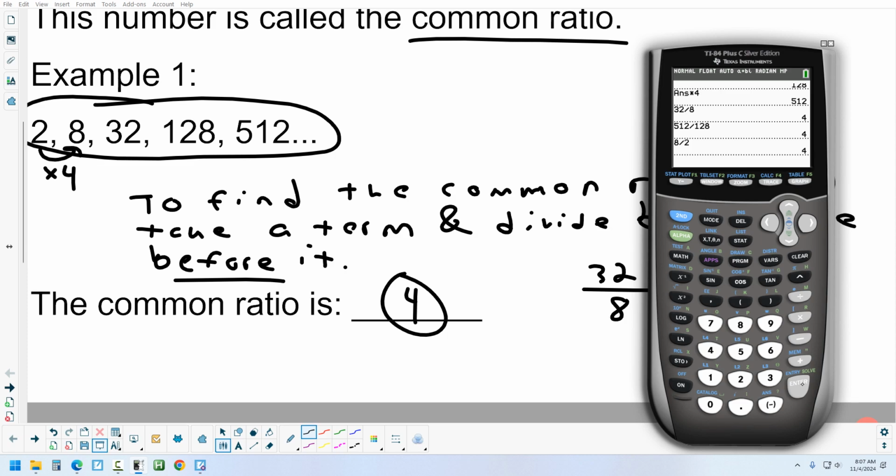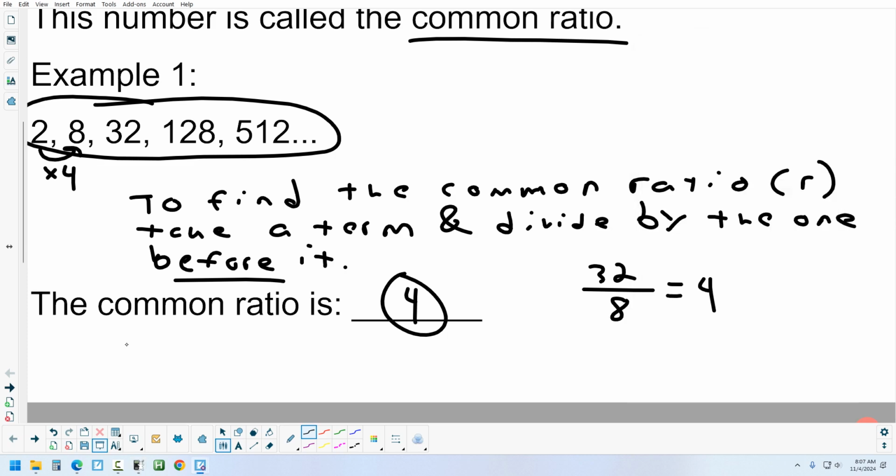If you ever got a different answer, then that means your sequence isn't geometric. Okay, like last week, this wouldn't have worked because the pattern wasn't multiplying, it was adding. Okay? As long as the pattern is multiplying, just take any number you want, divide by the one before it, and that'll give you your common ratio.